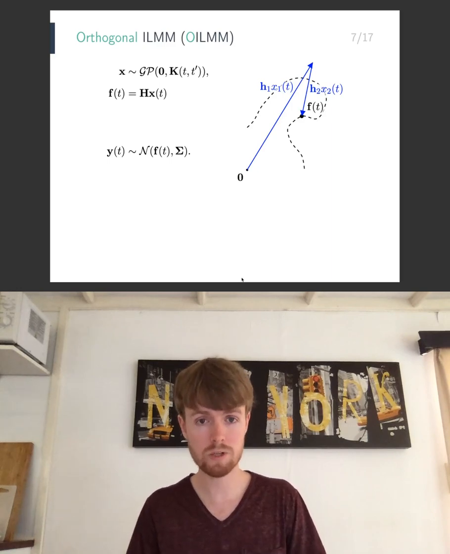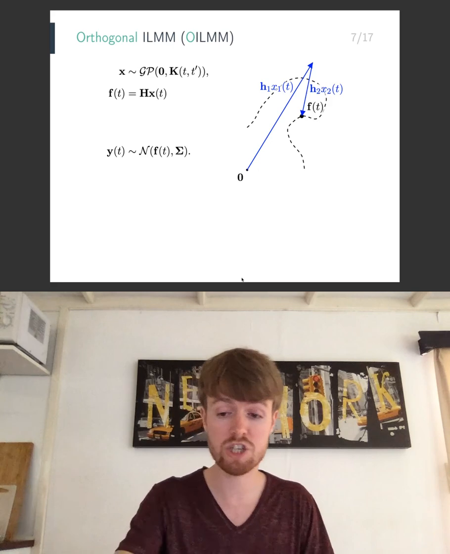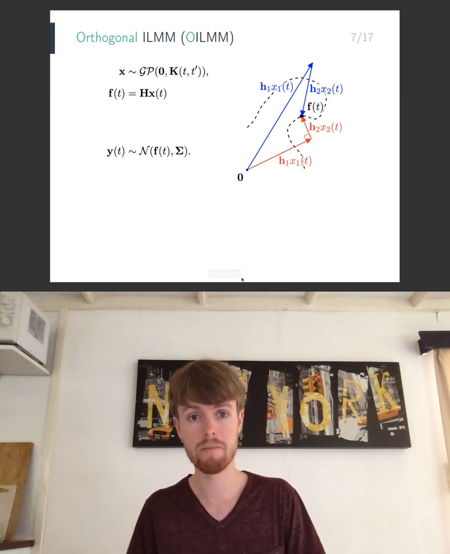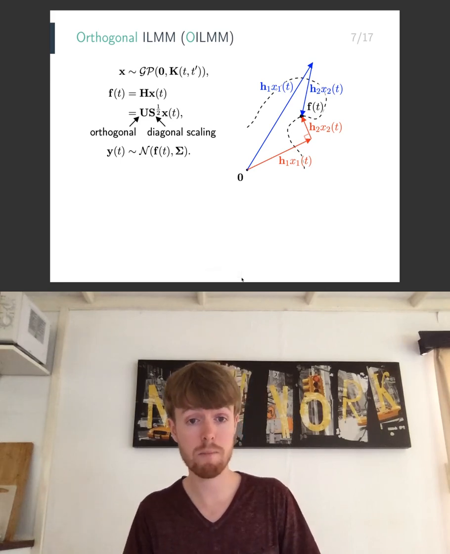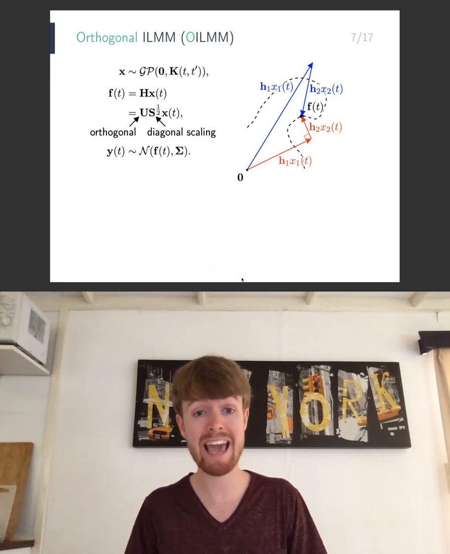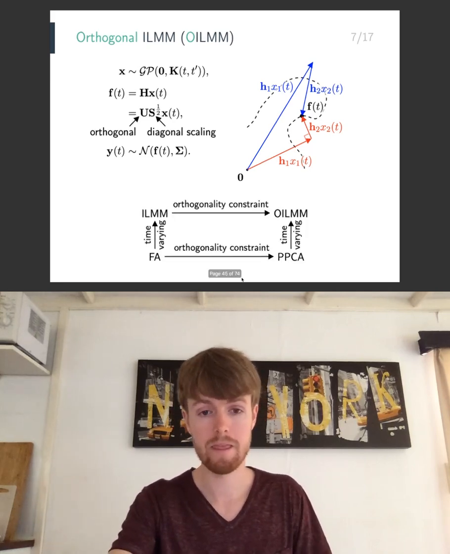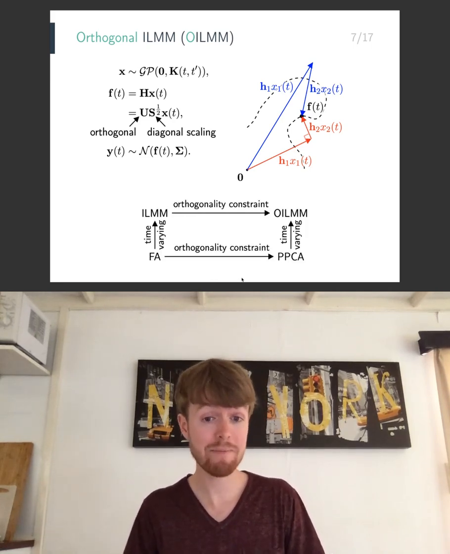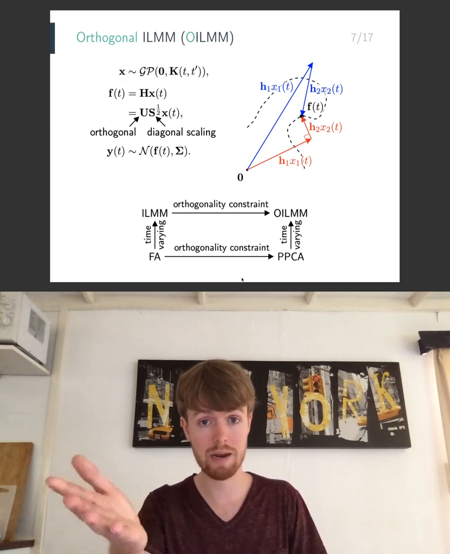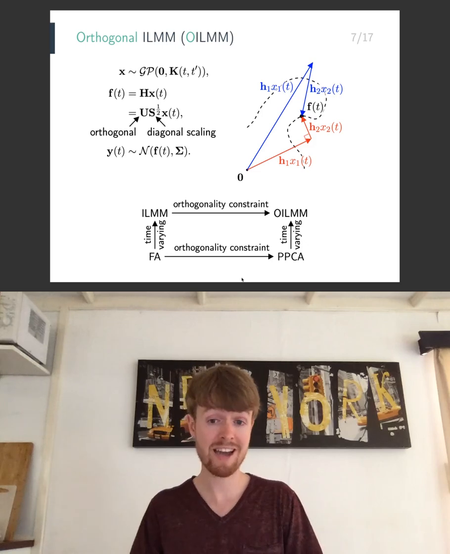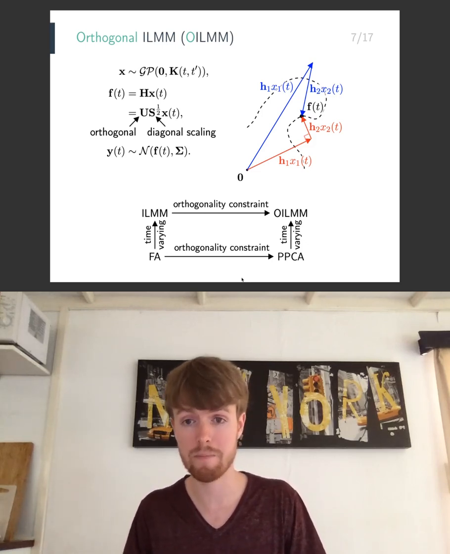The model class that we'll consider in this presentation are ILMMs where the basis vectors are constrained to be orthogonal. For the mixing matrix, this means that it must be a product of some orthogonal matrix U and some diagonal scaling S square root. Whereas the ILMM can kind of be interpreted as a time-varying generalization of factor analysis, the orthogonal ILMM, or OILMM in short, can kind of be interpreted as a time-varying generalization of probabilistic PCA.